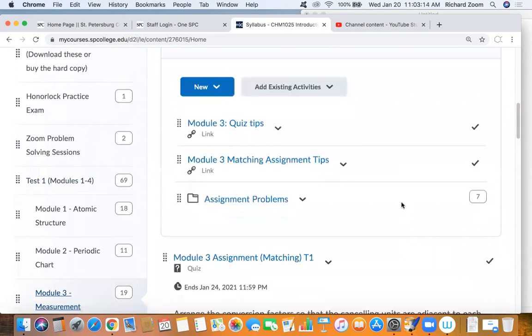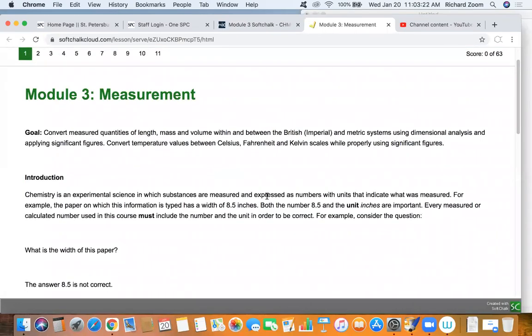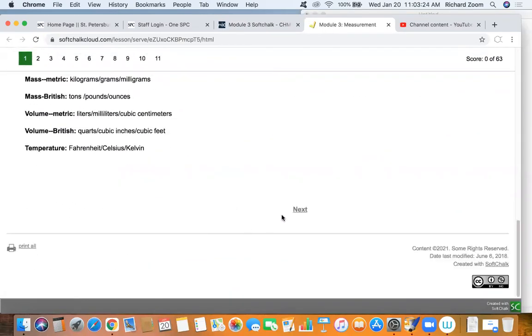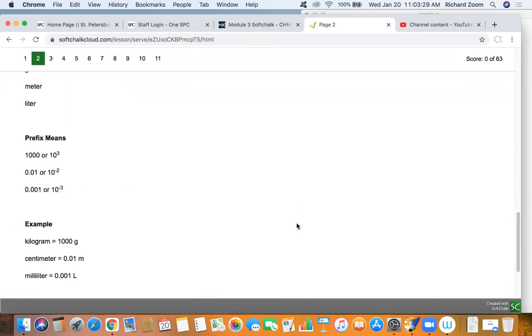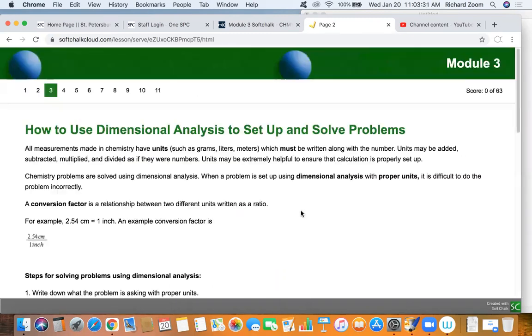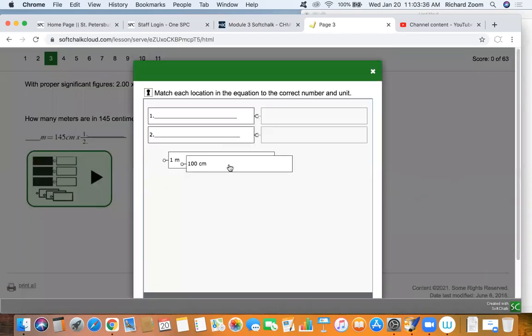But looking at the Module 3 resources, we've got the Module 3 soft chalk. That's what I recommend you go through first in order to figure out what you need to do. And there are some exercises in here, interactive exercises that you can do as you go through this. So you can see here's an example of one, and then you could put the things in there and you match them up. So you can do that, and that will test your understanding of what you're doing.